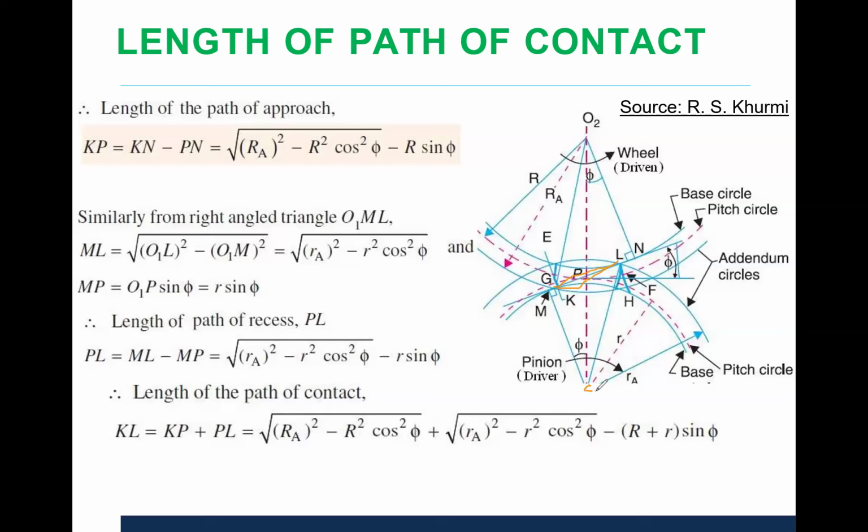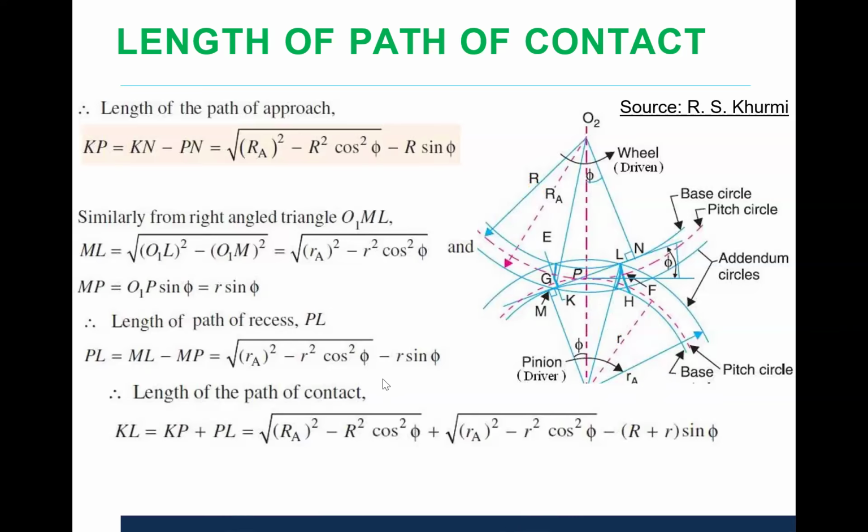And we have this O1 point at this location, that is the center of the gear. We are taking help of small r, pitch circle radius for pinion, capital R, pitch circle radius for the gear, small ra, addendum radius for pinion, and capital Ra, addendum radius for gear, to calculate the value of approach and recess. So in this way we can find out the data related to path of approach and path of recess for a simple gear wheel.